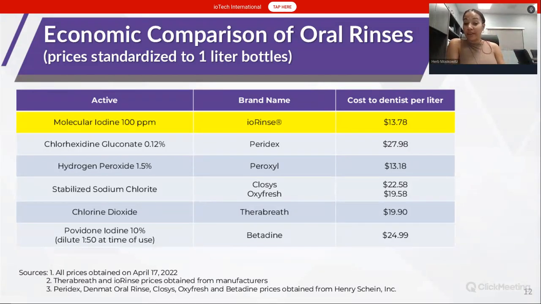In an economic comparison of oral rinses, the molecular iodine oral rinse, even with all of its benefits, is still one of the most economic solutions for use in your offices. These prices are standardized to 1 liter size bottles, and these are based on professional pricing.